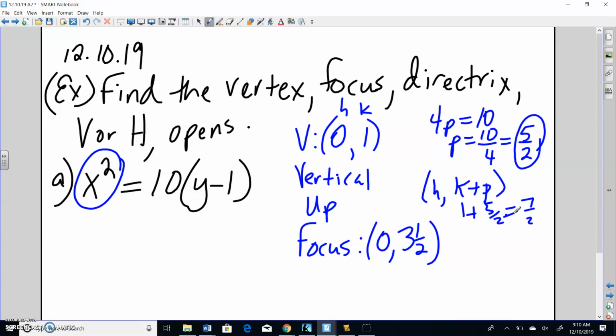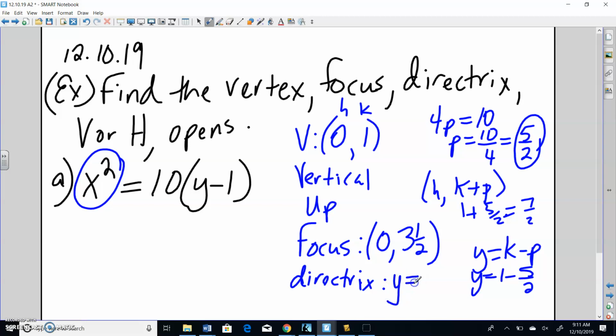Now the directrix. For a vertical, the directrix is the line Y equals K minus P. K is 1. 1 minus 5/2 is a negative 3/2. So Y is a negative 3/2 or negative 1 1/2.